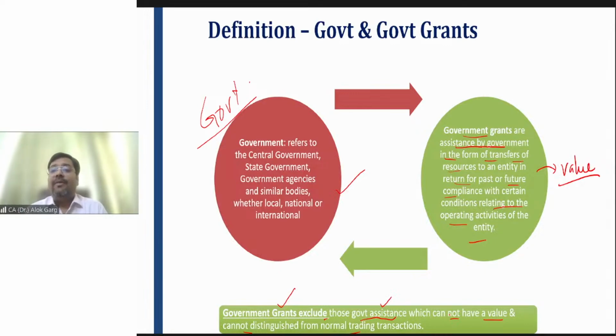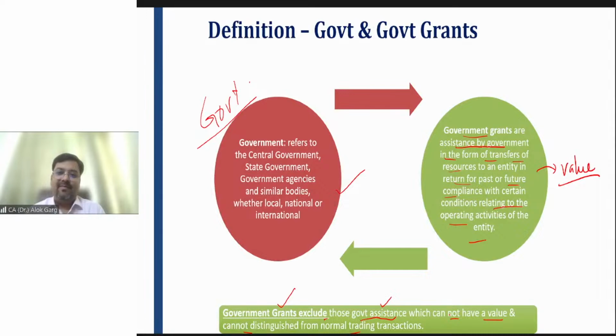Namrata, international government agencies are like the World Health Organization, WHO, UNICEF. So Namrata is asking why it is related to operating activities only. So Namrata, the government grant, right? Why will the government give the grant? The government will give the grant to promote the operations of the entity, right? Otherwise, why would the government give the grant? The government will not say that if you invest in shares, we will give you the grant.